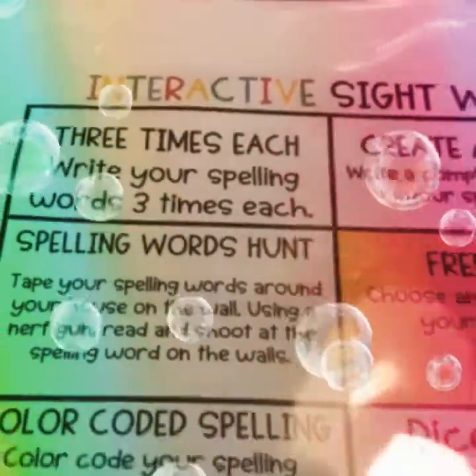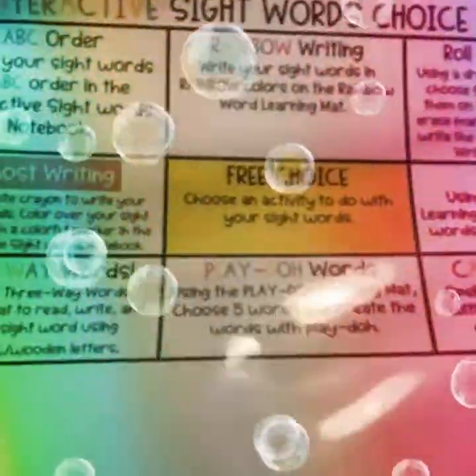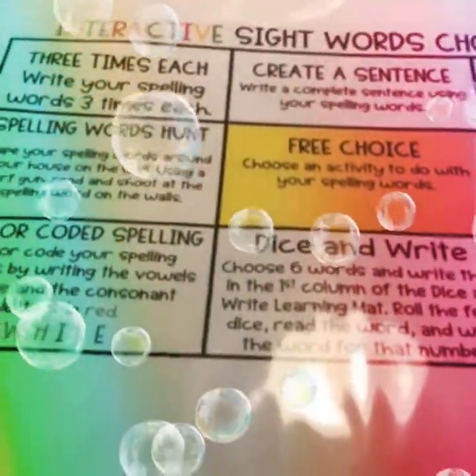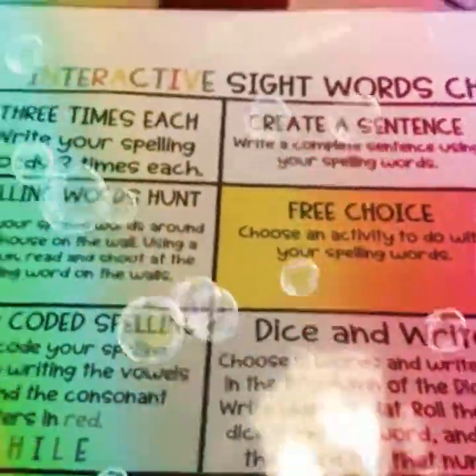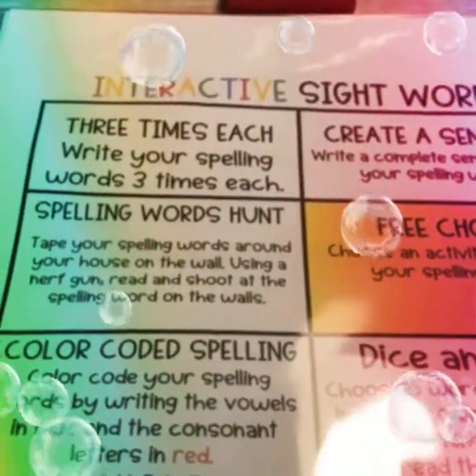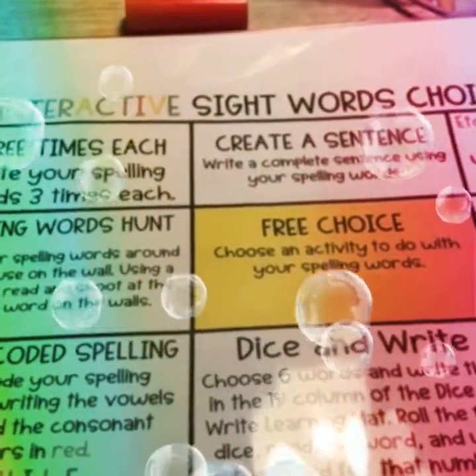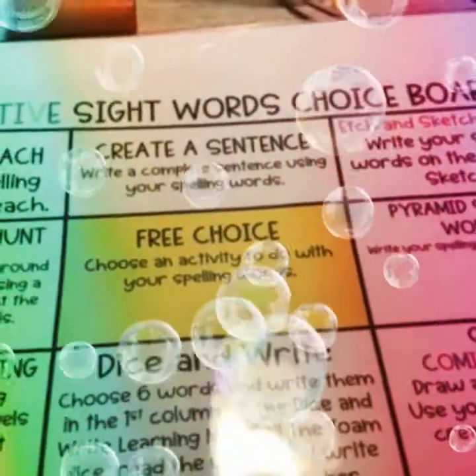On the back of it, because there's 2 different choice boards, you have the first choice board, which has all these activities on it. It has 8 activities, and then you have the second choice board. Some of the activities on the choice board is 3 times each. That's like the standard one, where you write each word 3 times. You have create a sentence, so it's taking your sight words and creating a sentence with them.